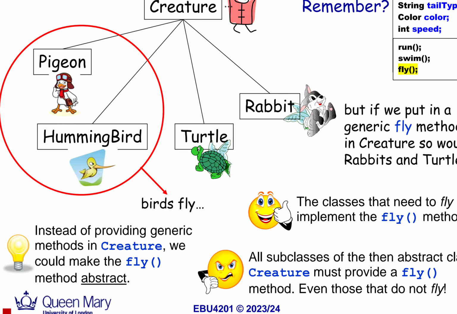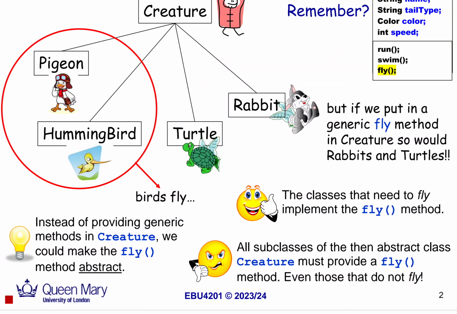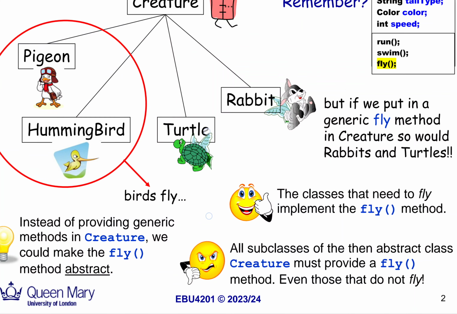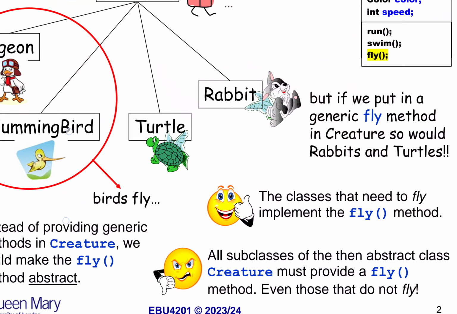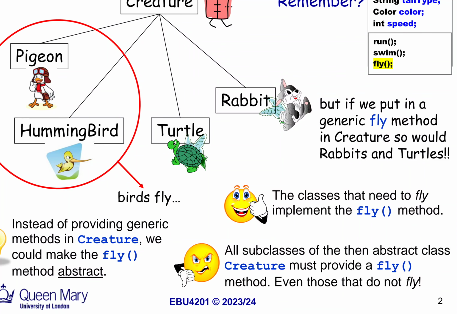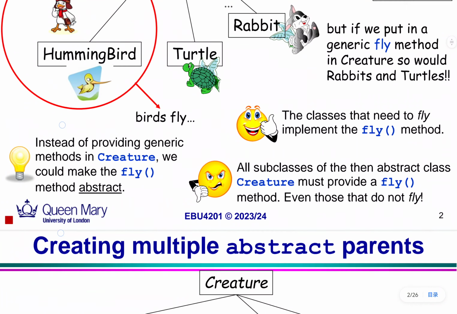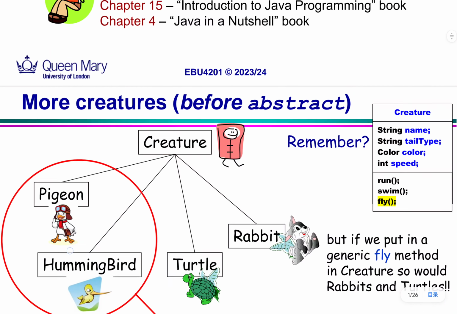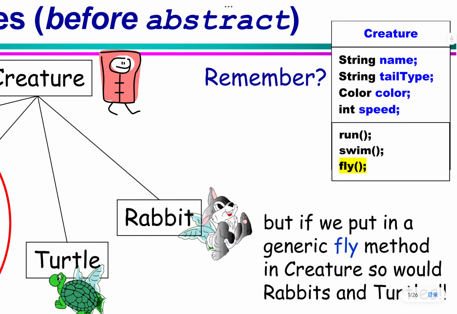abstract. Instead of providing generic methods in creature, we could make the fly method abstract. We could, but we cannot use it because some creatures cannot fly. The class that needs to fly implements the fly method, or the subclass of the abstract class creature must provide it even though they don't fly. This is not a good practice.